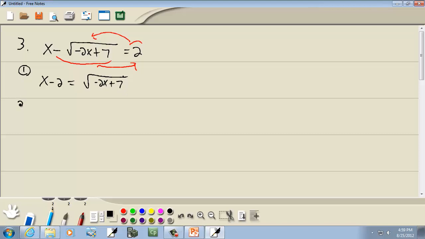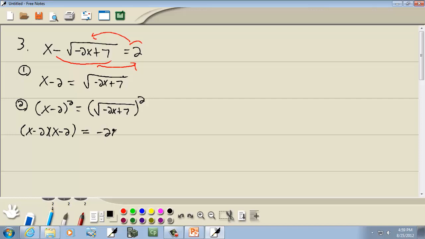Now step 2. Well, that one, we got the radical by itself. Step 2, raise both sides to a power equal to your index. Well, this is a square root, so we're going to square both sides. So I'll take x minus 2 squared and the square root of negative 2x plus 7 squared. Now x minus 2 squared, we have to write out as x minus 2 times x minus 2. The reason why is because of that minus in there. You can't just square the x and square the 2. You have to FOIL it like that. Over here, when your index matches the power you're raising it to, they cancel each other out. So that gives us negative 2x plus 7.